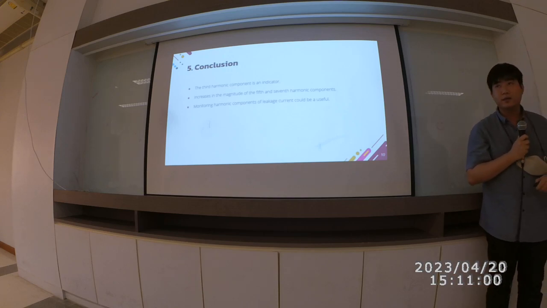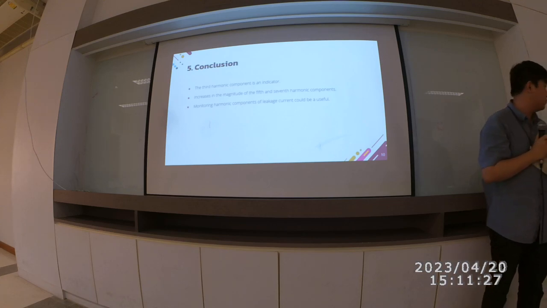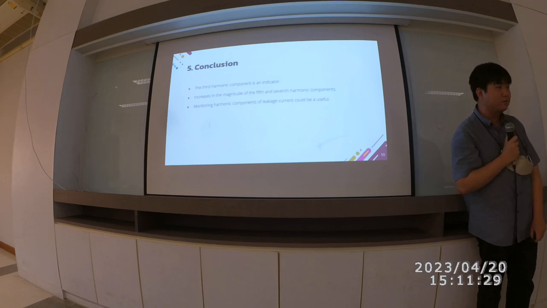So in conclusion, the third harmonic is a main indicator of the aged top 10 glass insulator, and the researcher also noted that there is a slight increase of magnitude in the fifth and seventh harmonic components. So based on the finding, monitoring the harmonic component of leakage current can be a useful tool for the power utility to identify the aged insulator. That's all for this session.